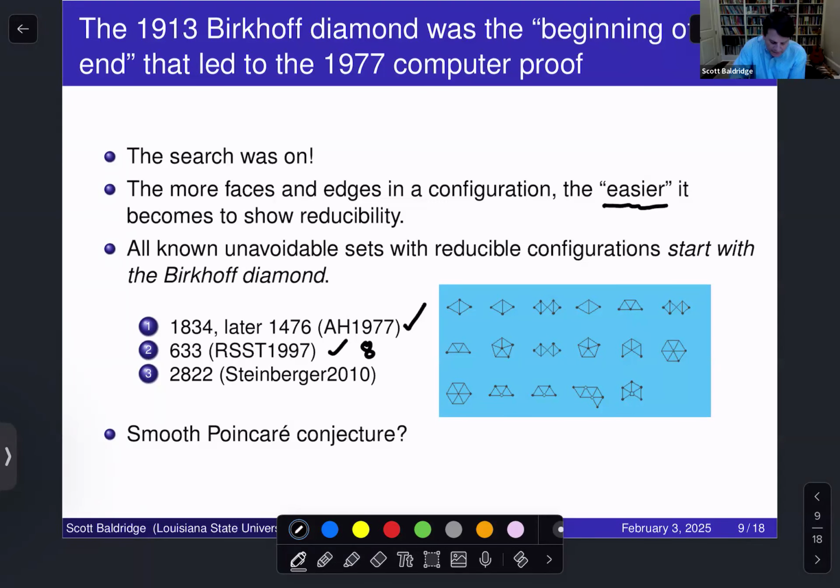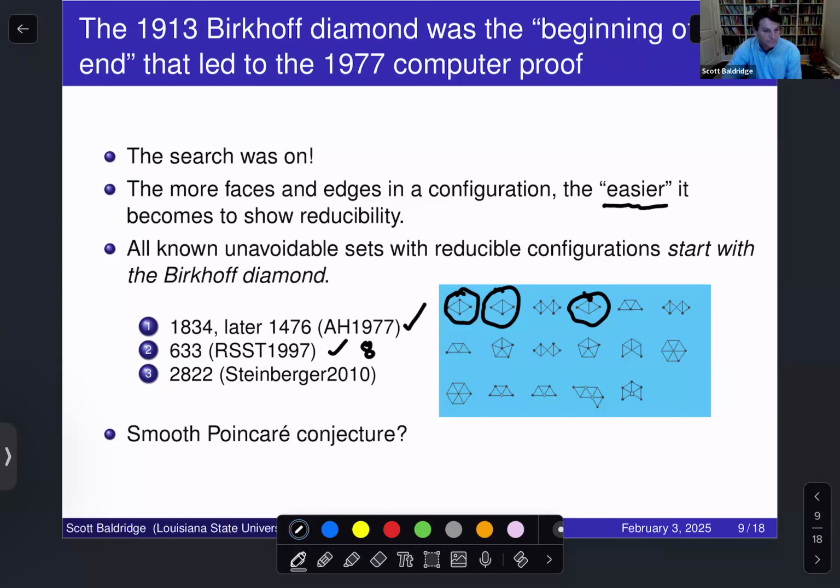What's interesting to note is that if you're going to start building these unavoidable sets, except for the bigon, trigon, and fourgon, every reducible set starts with the Birkhoff diamond. And there you see the Birkhoff diamond. It's shown in its dual form. So that's four adjacent pentagons. But this one here is three pentagons and a hexagon. This one here is two pentagons on the side and two hexagons in the middle, and so on. So you see that they all start to get bigger in terms of the tangle that happens.